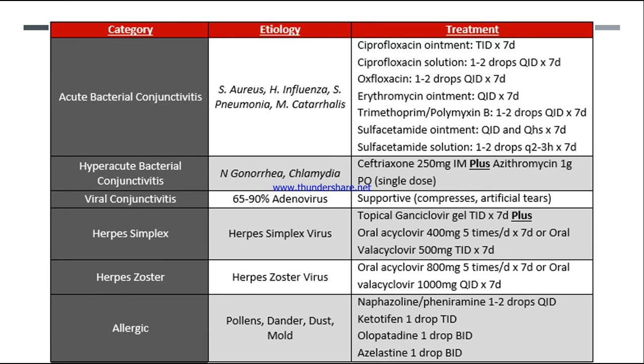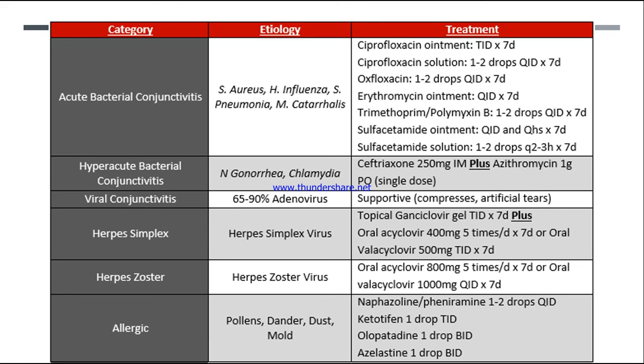Okay, so topical ganciclovir gel 3 times a day for 7 days, plus oral acyclovir 400 mg 5 times a day for 7 days, or oral valacyclovir 500 mg 3 times a day for 7 days. Okay, so in case of herpes zoster being the main cause, then oral acyclovir 800 mg 5 times a day for 7 days, or oral valacyclovir 1000 mg 4 times a day for 7 days.